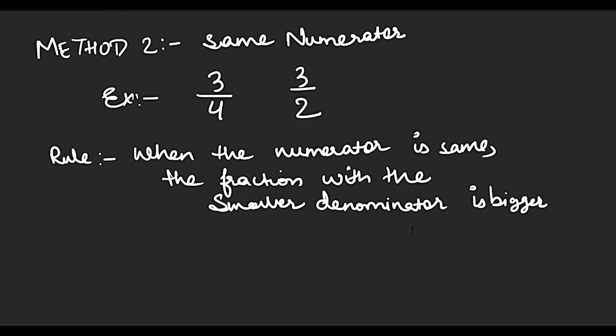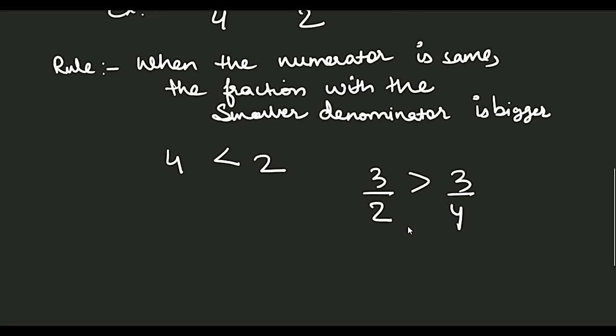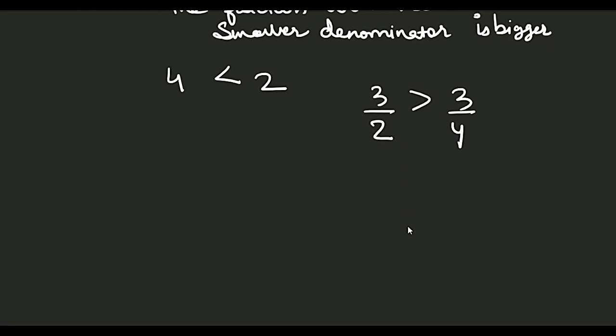Look at the 3 upon 4, then look at the 3 upon 2. We've got two denominators, 4 and 2. Which one is smaller? We've got 2 as the smaller denominator. So overall, which fraction will be larger? Of course, 3 upon 2 is a larger fraction than 3 upon 4. So this was my method number 2. Let's move to method number 3.